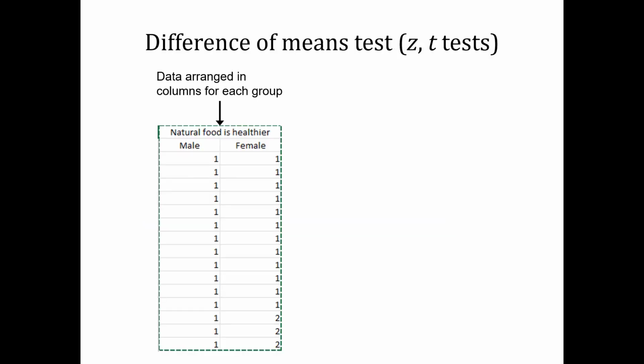We're going to look at an example where we asked two groups, men and women, how much they agreed or disagreed with the statement, natural food is healthier. The values are from 1 to 5, where 1 means strongly disagree and 5 means strongly agree. This is what the data need to look like for Excel to do its magic. Each group's responses are in a separate column. You do not need to have an equal number of people in each group, as we'll see in the next slide.